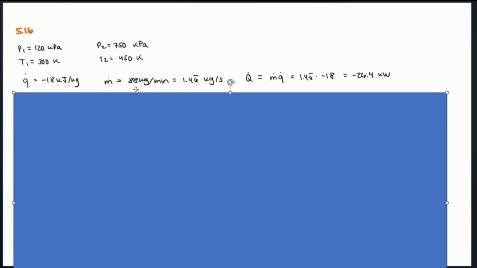However, we want it in seconds, so we just need to divide 88 by 60, giving us 1.46 kilograms per second. And we could also find the big Q, which is the heat, by multiplying the mass flow rate with the specific heat, giving us negative 26.4 kilowatts. And this is kilowatts because when you do kilojoules over kilogram times kilogram per second, the kilogram will cancel out, leaving us with kilojoules over seconds, and that's equivalent to kilowatts.